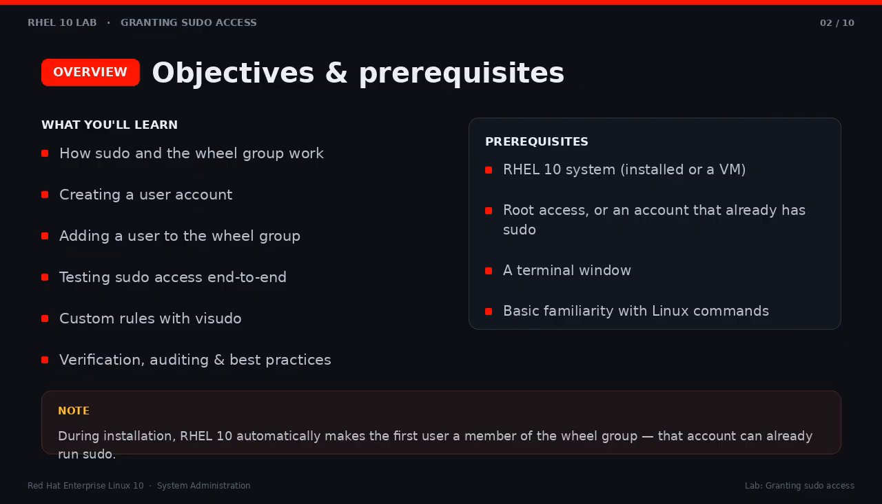Before you begin, make sure you have a RHEL 10 system with root access, or an account that already has sudo, and a terminal window. Note that when you install RHEL 10, the first user you create is automatically added to the wheel group, and can run sudo from the start.